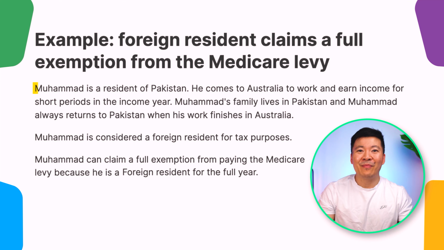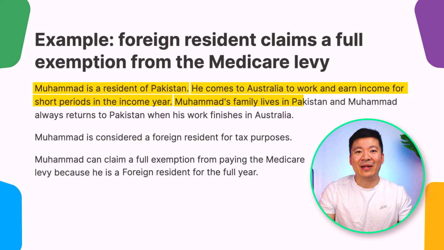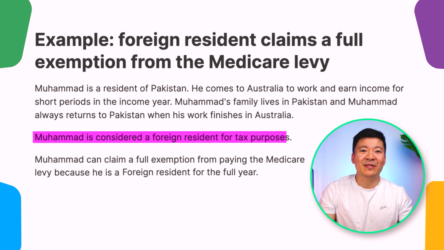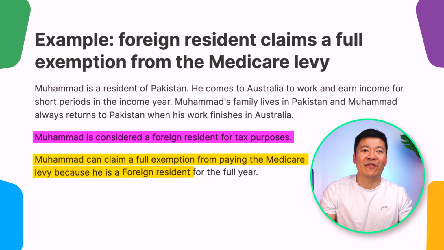For example, our friend Mohammed is a resident of Pakistan. He comes to Australia to work and earns income for short periods in the income year. Mohammed's family lives in Pakistan and Mohammed always returns to Pakistan when his work finishes in Australia. Mohammed is considered a foreign resident for tax purposes. Mohammed can claim a full exemption from paying the Medicare levy because he is a foreign resident for the full year.